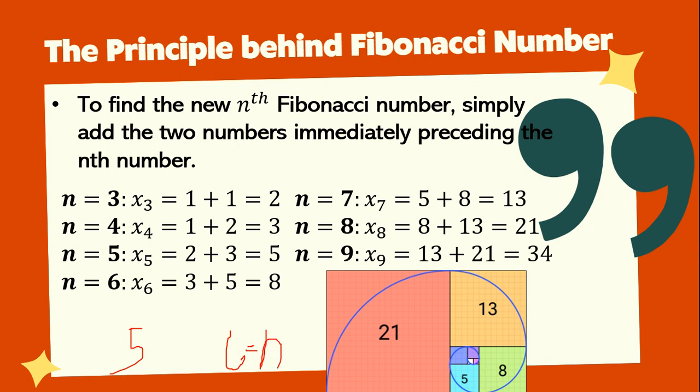So for example, to get the sixth term, we will add the fifth term and the fourth term, the two numbers before that number. So here, x sub 5 is given already, plus x sub 4. X sub 4, which we solved earlier, is equal to 3. So 5 plus 3 is equal to 8. So therefore, 8 is the sixth term.